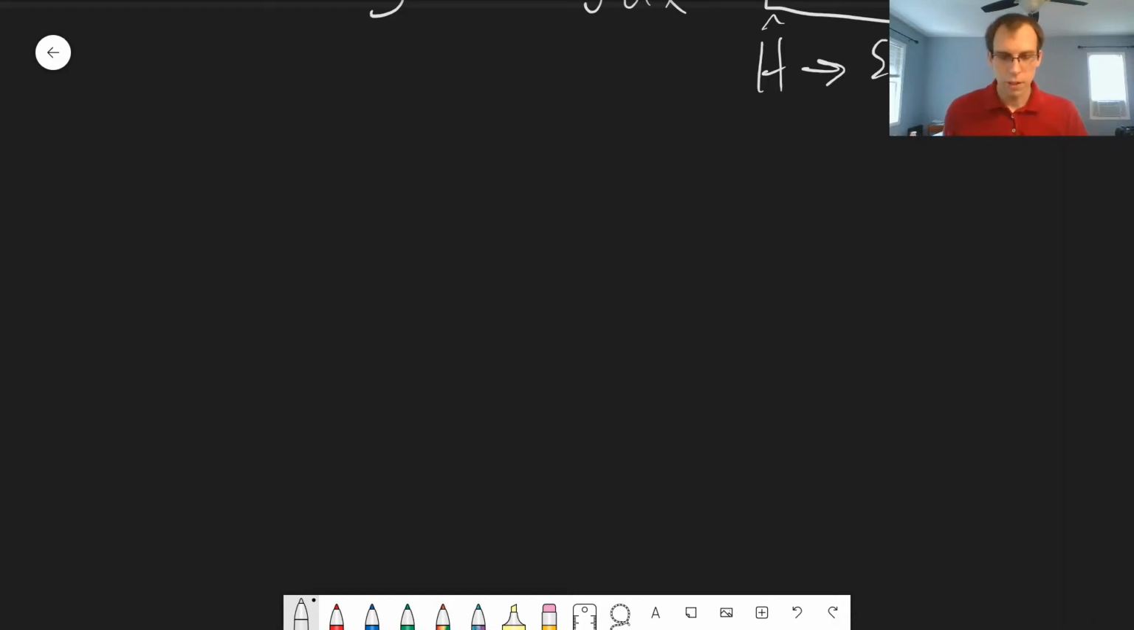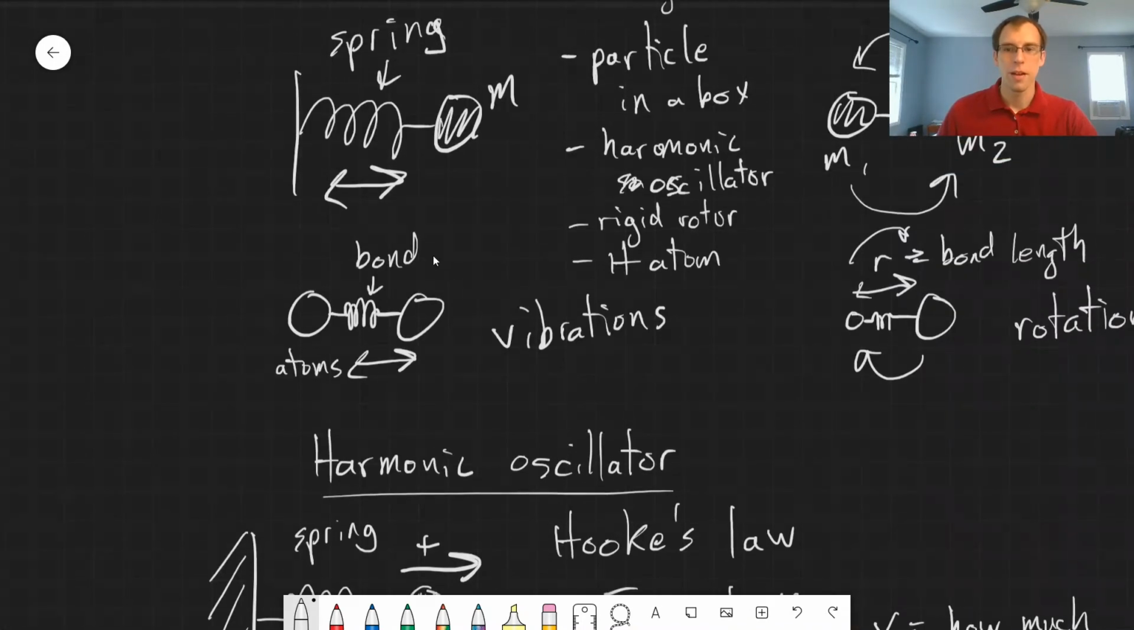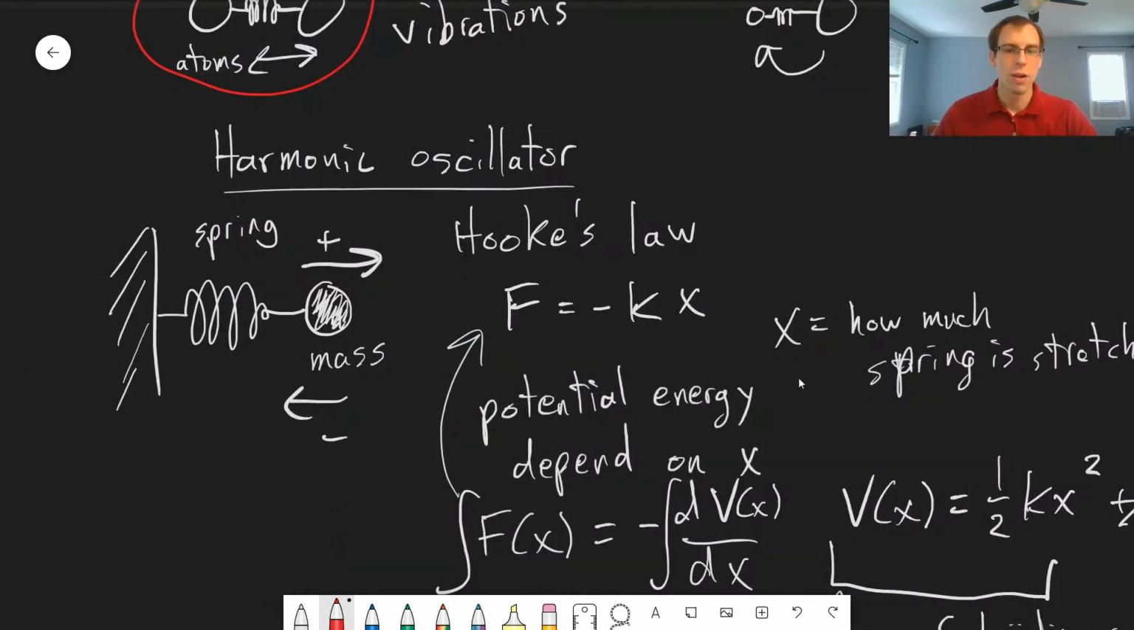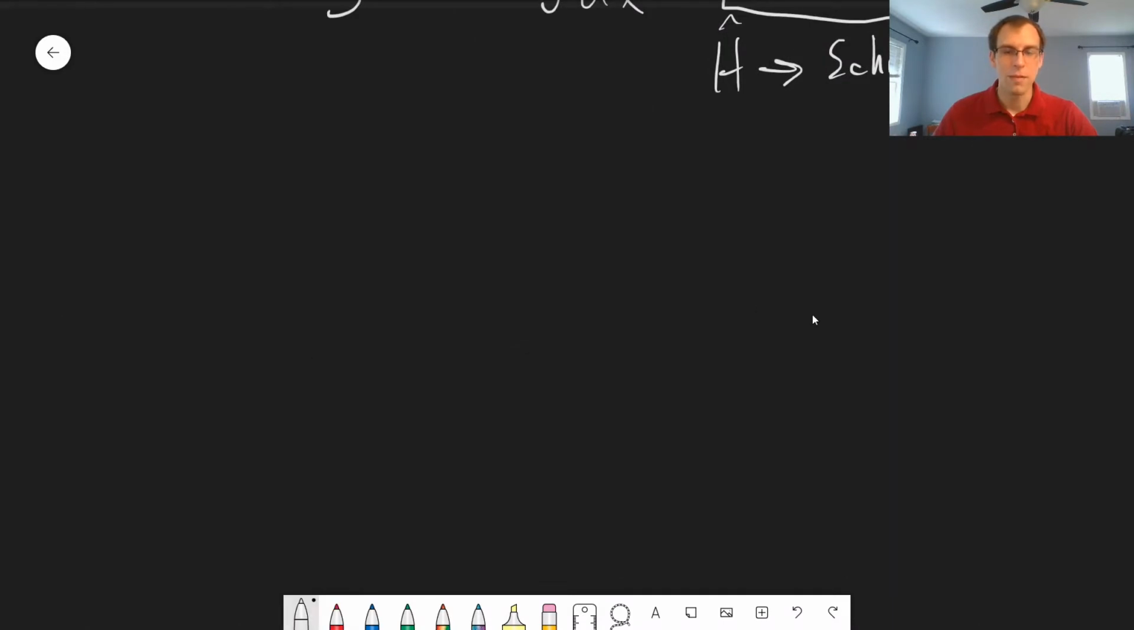Now, the model that we've looked at up to this point, going back up here, is that we have a single mass attached on a spring. But as I wrote up above, we want to model this for molecules where we have two masses attached via a bond. And so it turns out that the problem is actually mathematically the same, even if we have the two masses, but we have to make some slight changes to the way we define the problem.